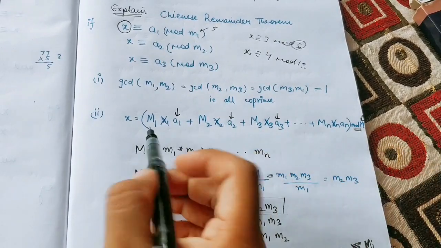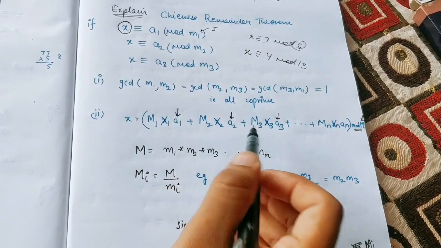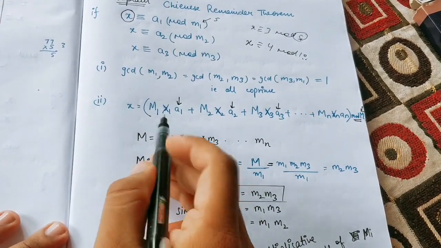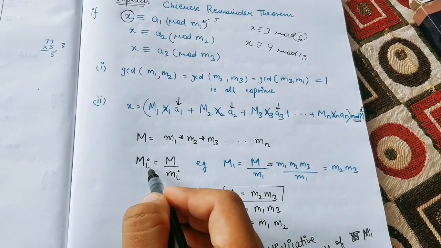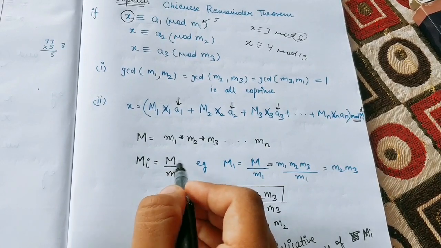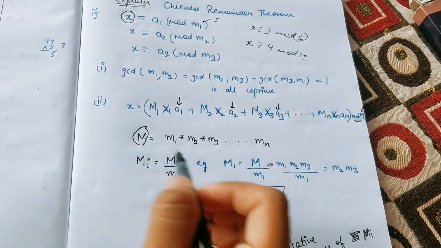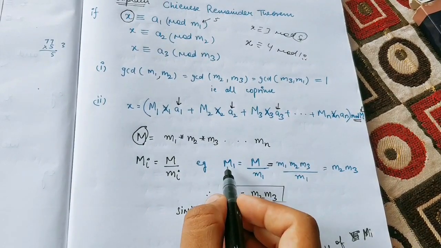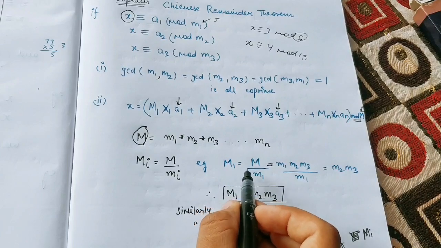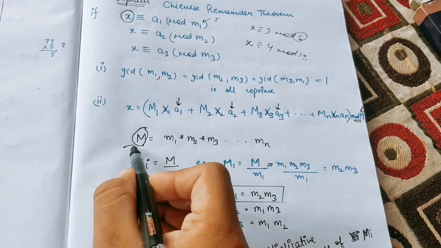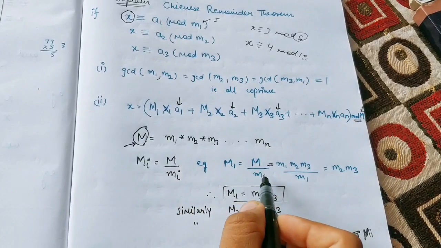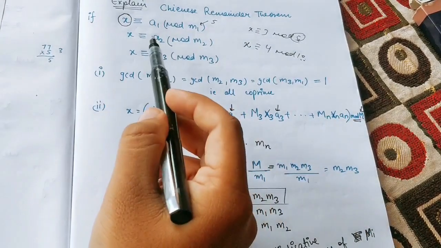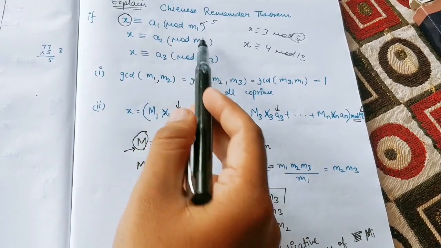Then we have got this value, capital M. Now we are supposed to find what? m1, m2, m3 and x1, x2, x3. So how will we find the value of capital Mi? I is denoting 1, 2, 3 and so on. To find the value of capital Mi, you will have to divide the value of capital M, which we have calculated just now, by small mi. For example, if I have to calculate the value of capital M1, I'll divide capital M, which is m1 into m2 into m3, by m1 simply. I'm talking specifically about this example for the sake of understanding. It can be n expressions also.